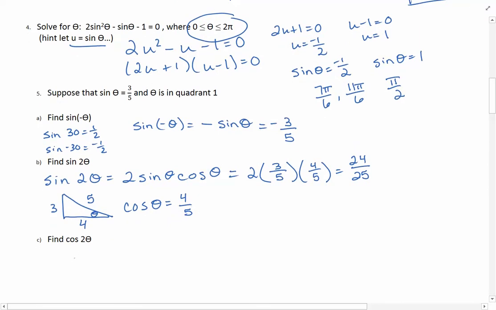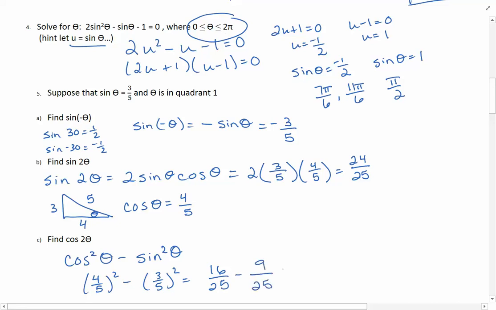Now, if you wanted to find the cosine of 2 theta, you could use any of the formulas that you know. There's cosine squared theta minus sine squared theta, which is one of the double angle formulas for cosine 2 theta. So we already know cosine theta is 4/5, so we would do 4/5 squared minus the sine of theta, which is 3/5, so we'll do 3/5 squared. So that's 16/25 minus 9/25, or 7/25.